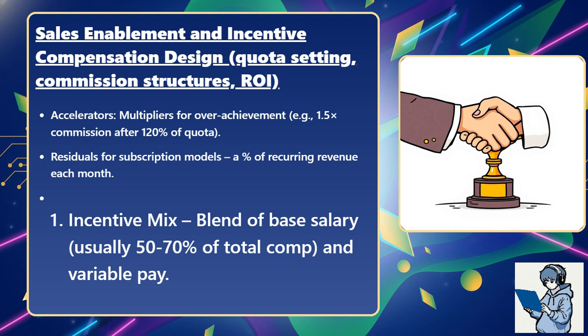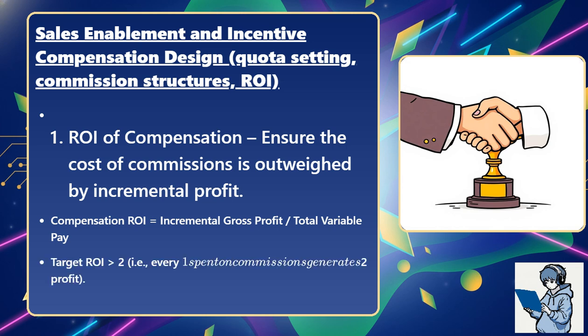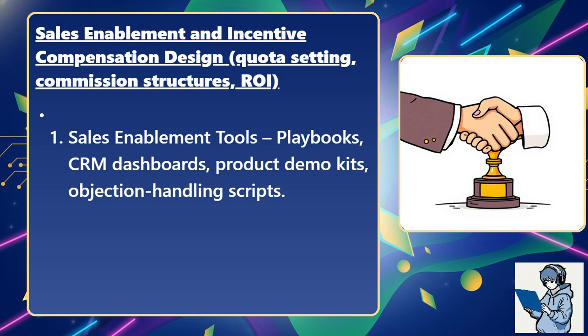3. Incentive mix: a blend of base salary, usually 50 to 70% of total compensation, and variable pay. 4. ROI of compensation: ensure the cost of commissions is outweighed by incremental profit. Compensation ROI equals incremental gross profit divided by total variable pay. Target ROI greater than 2, that is, every $1 spent on commissions generates $2 profit. 5. Sales enablement tools: playbooks, CRM dashboards, product demo kits, objection handling scripts. Measure adoption: percent of reps using the playbook weekly.